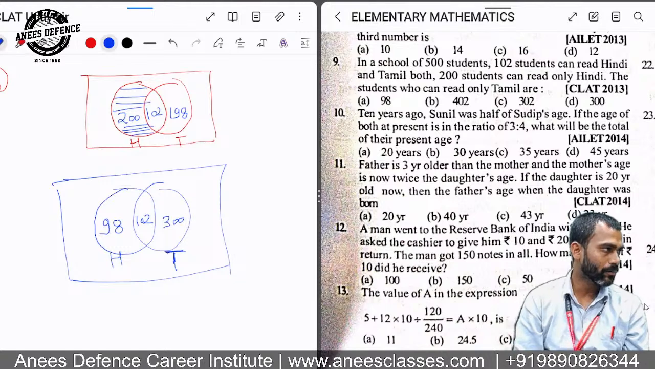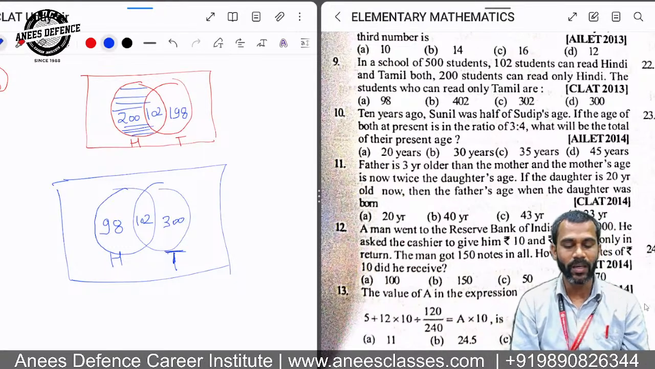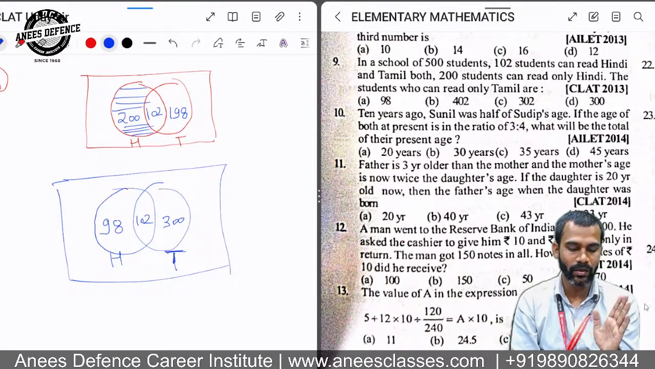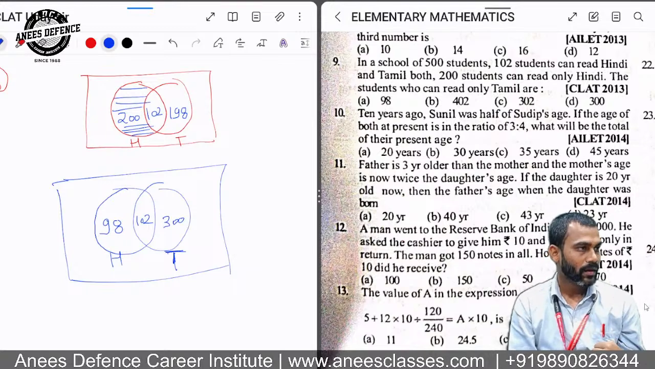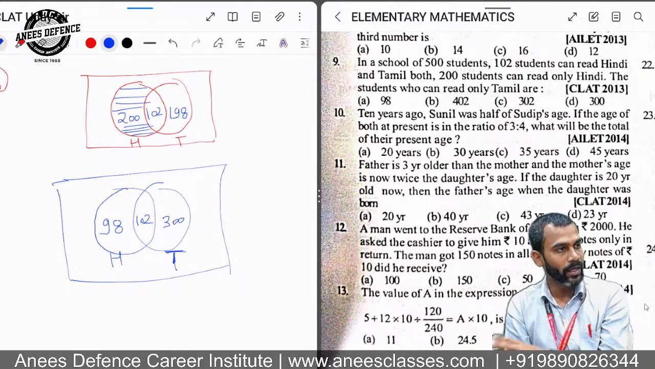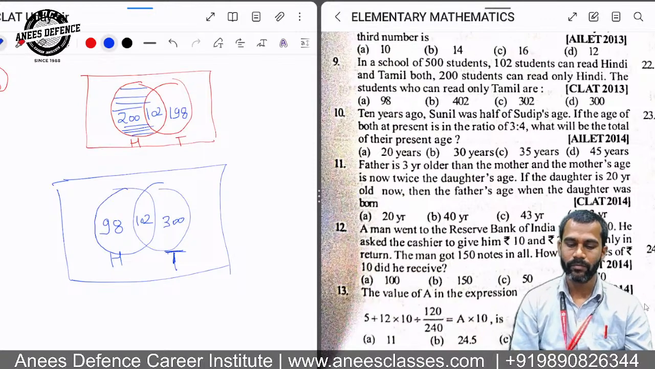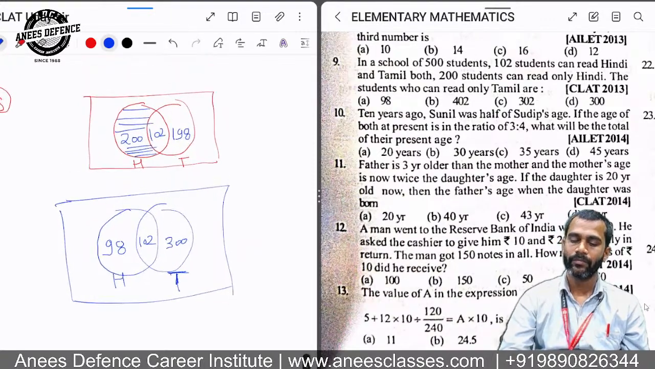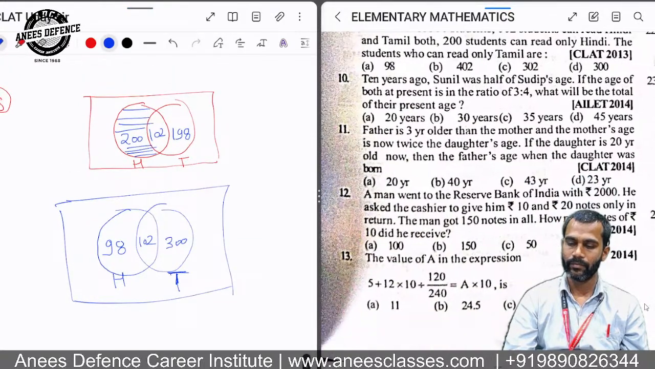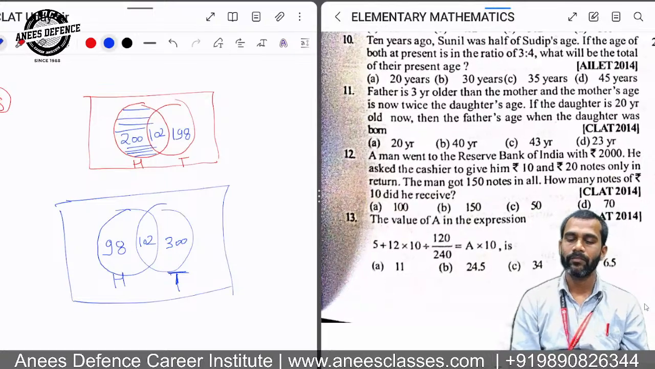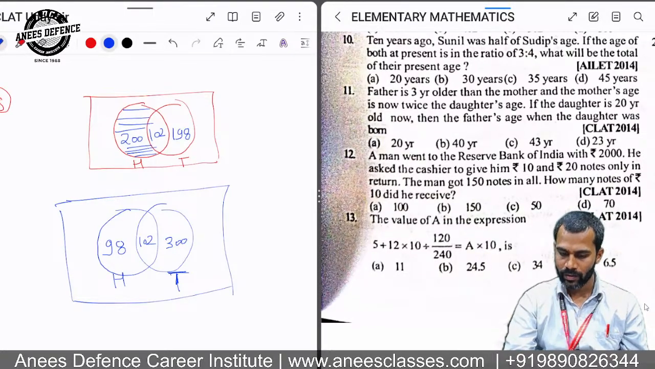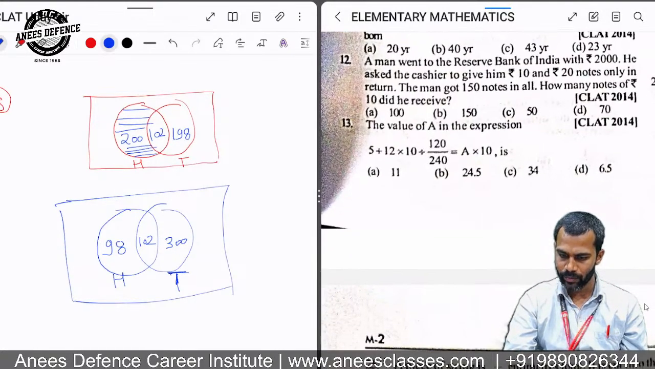I hope it is clear now. Understood? You must understand the reason. The first region denotes only A, the second region A and B, and the third region only B. Okay. Please try question number 10. 10 we have already done. Now please try question number 12.